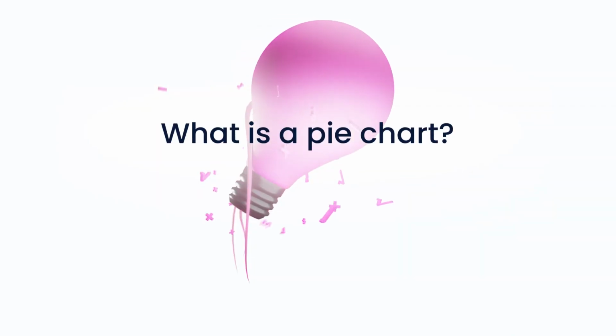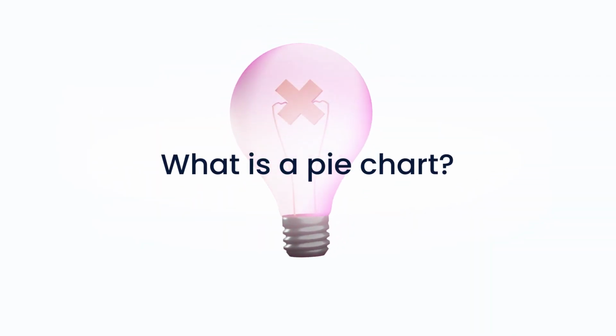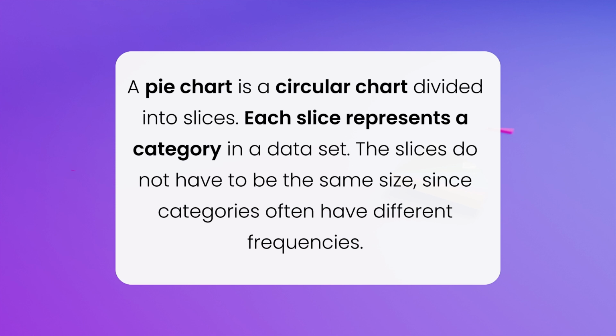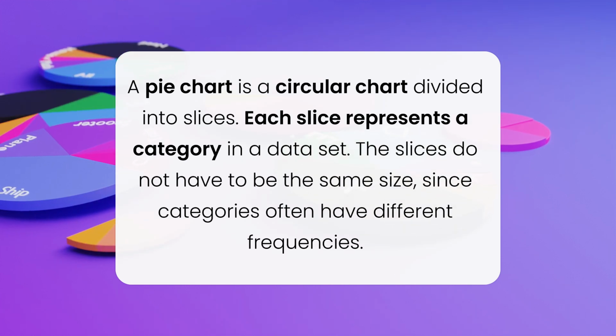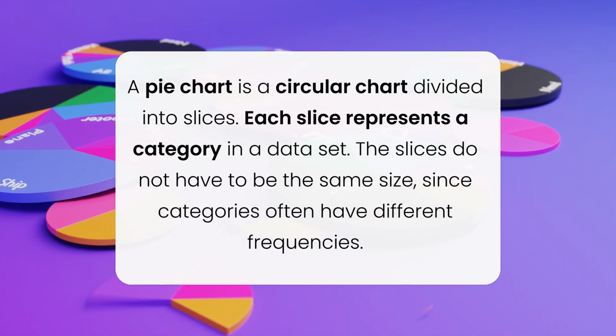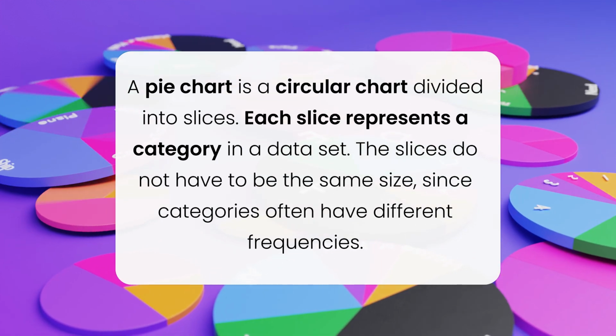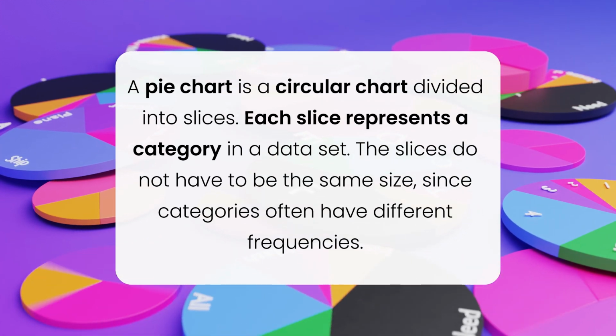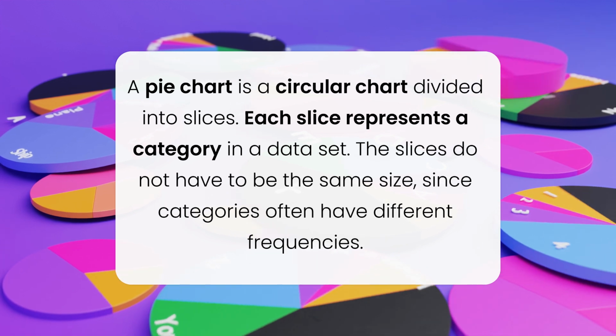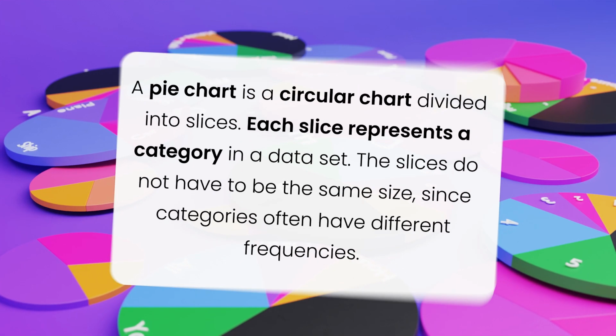What is a pie chart? A pie chart is a circular chart divided into slices. Each slice represents a category in a dataset. The slices do not have to be the same size, since categories often have different frequencies.